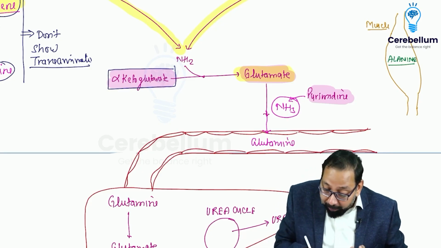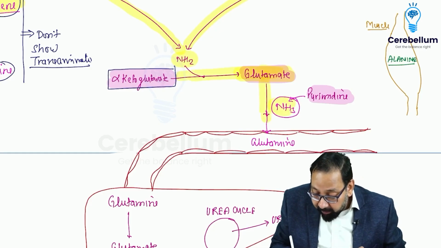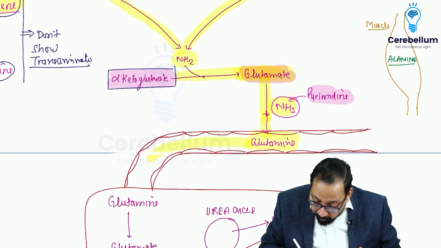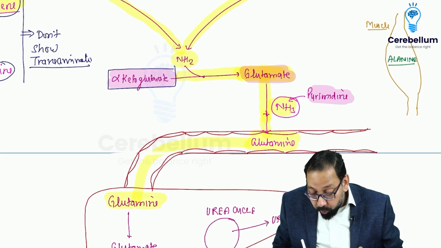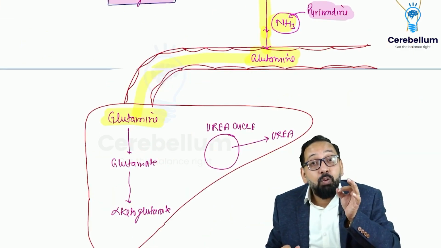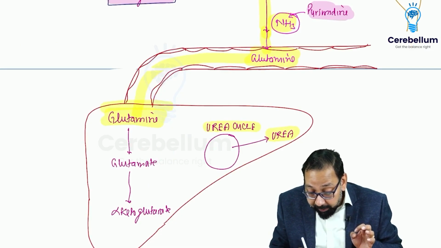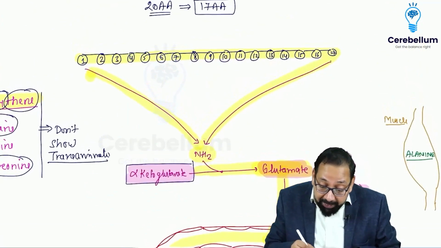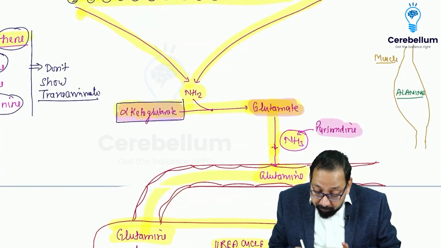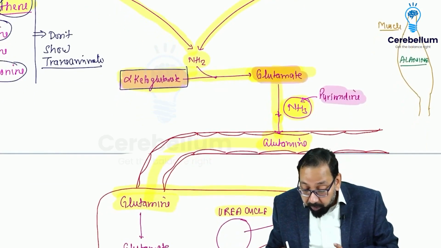I told you alpha ketoglutarate binds with ammonia to form glutamate. Glutamate binds with ammonia to form glutamine. Ultimately, this glutamine will travel via blood to the liver. You know that ammonia is very toxic. That's why ammonia is converted to less toxic urea, and this urea synthesis or urea cycle occurs in the liver. So all amino groups of all amino acids are transferred to alpha ketoglutarate to form glutamate. Glutamate binds ammonia further to make glutamine.